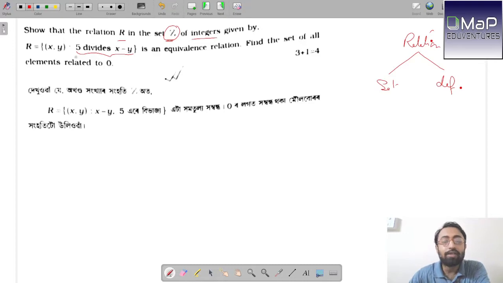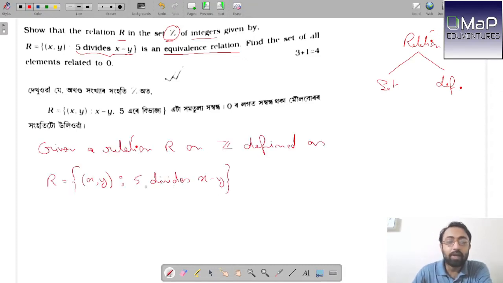Okay, all right. So given relation R equals ordered pair x comma y such that 5 divides x minus y is an equivalence relation. Okay, so let us first see equivalence, then we move ahead. So let us start with the given. Here we write: given a relation R defined on Z as R equals ordered pair x comma y, 5 divides x minus y. Okay, now let us go to reflexive.